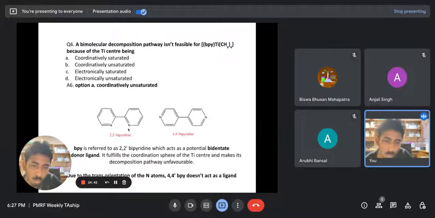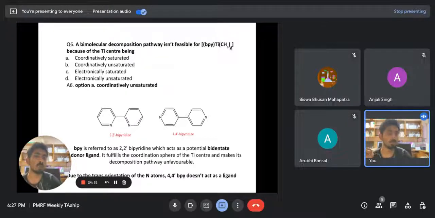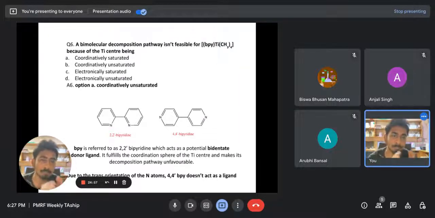You can see there are two donor atoms, nitrogen. So both nitrogen atoms can each donate 2 electrons, so it is a 4-electron donor. Now you can see this Ti(CH3)4, titanium is in the +4 oxidation state, so +4 means it is a d0 system.